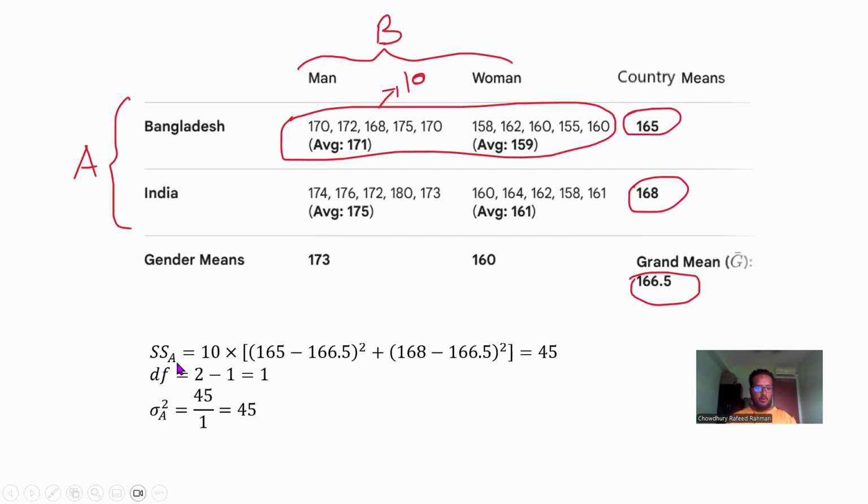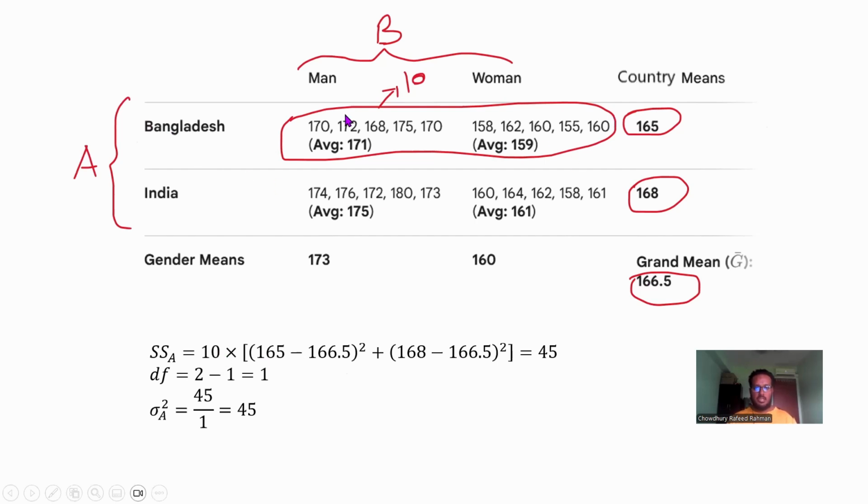So let's first see how we get SSA. SSA is basically the variance explained by the country. So we are going to take the country means 165 and 168, and look at the deviation from those to the grand mean. So (165 minus 166.5) whole square plus (168 minus 166.5) whole square. We also have to multiply it by 10.